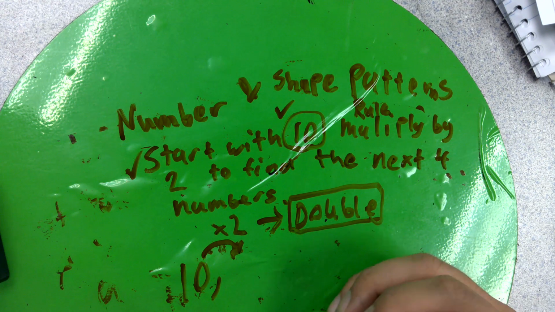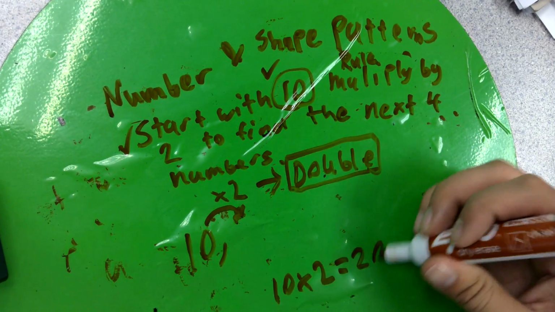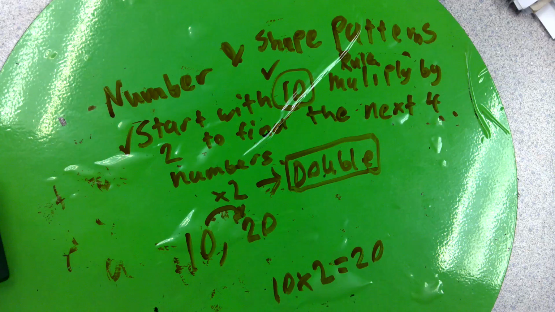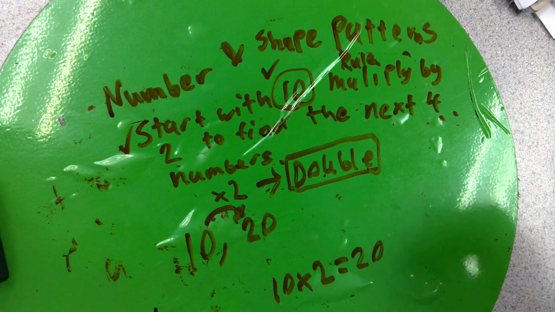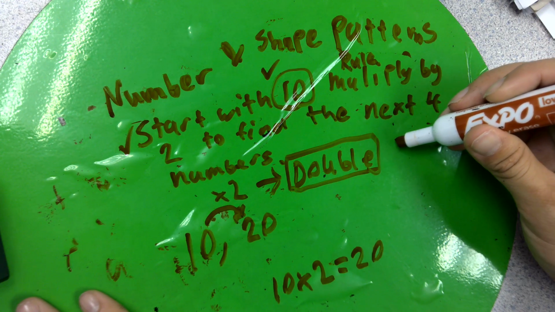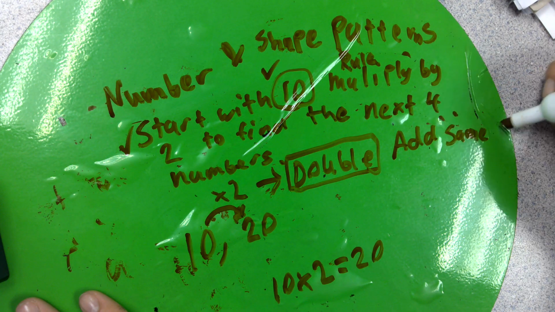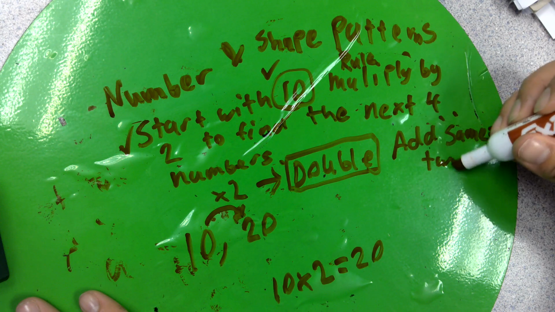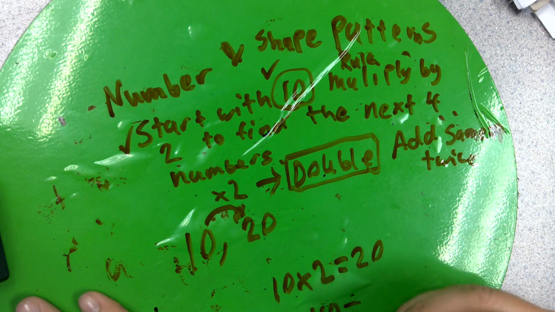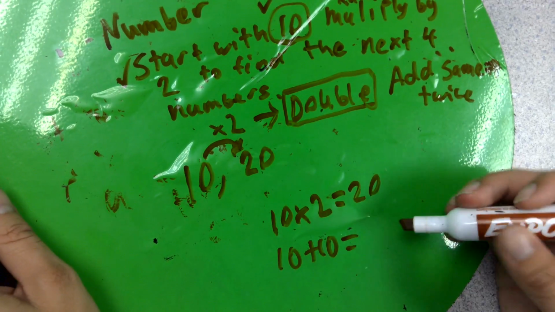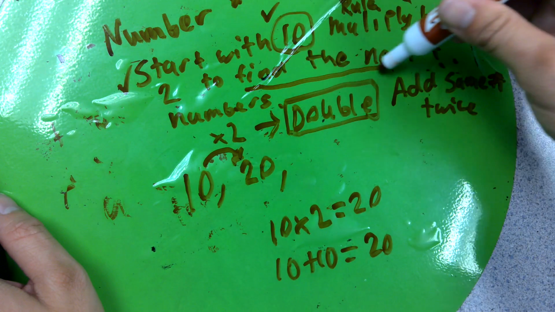Now, some of us know our multiplication facts very well, and we know that 10 times 2 is going to be 20. If you're not as sharp with a multiplication fact, that is okay, because doubling can also mean to add the same number twice. I'll just put that same number twice, right? Because not only does 10 times 2 work, but if you double, you can just repeat 10 twice by adding it. Also gets you 20. So I'm going to keep going. I have to find the next 4 numbers.